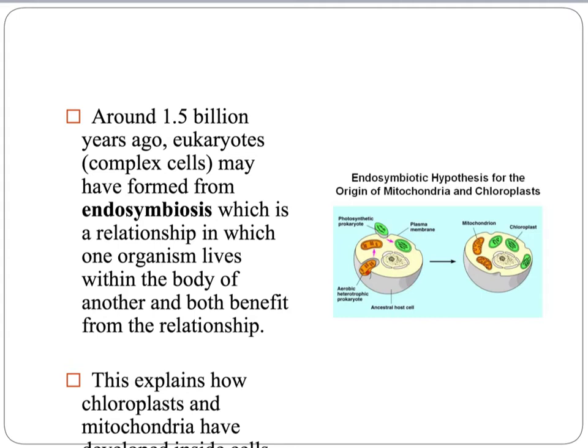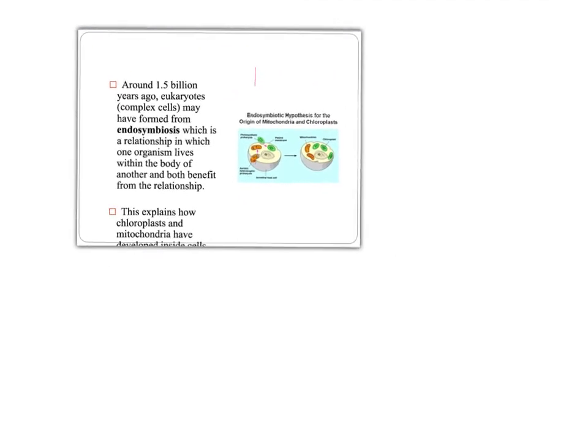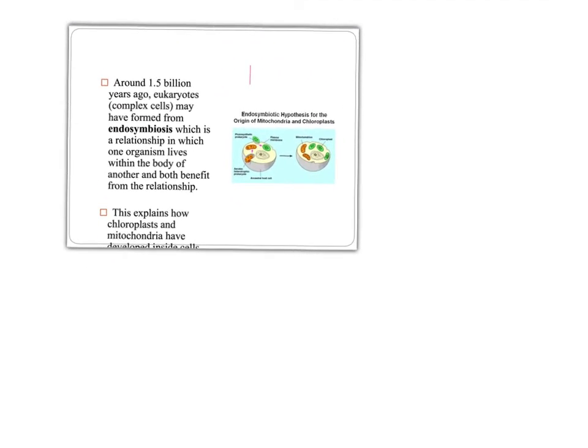Now, around 1.5 billion years ago, eukaryotes, so remember what a eukaryote is. A eukaryote is a cell that has a nucleus and whatnot, and may have formed from something called endosymbiosis. So you guys, when you see the word endo, I want you to think inside.